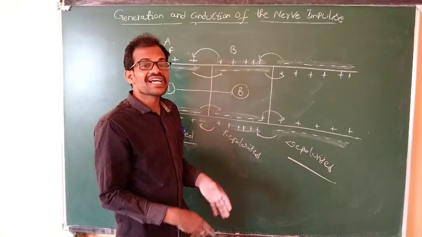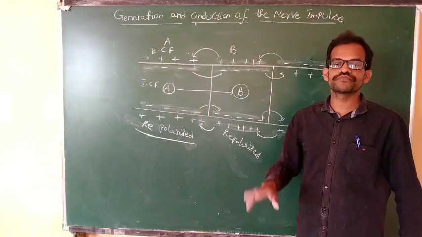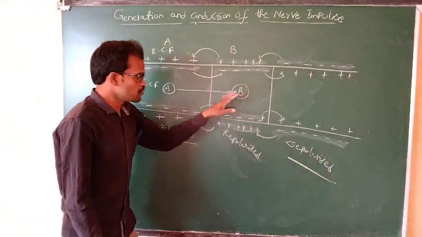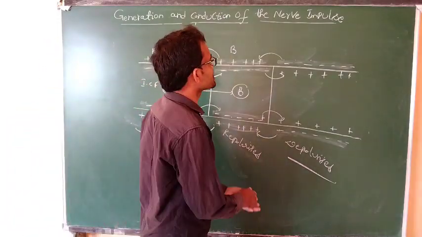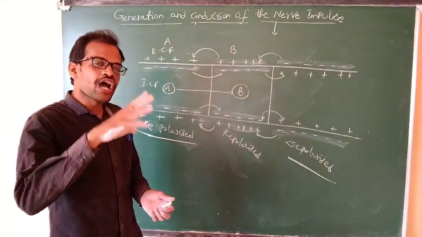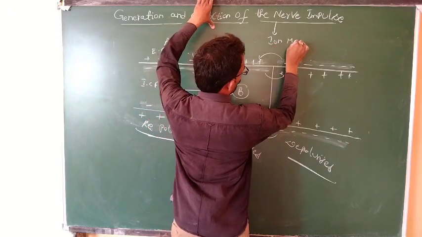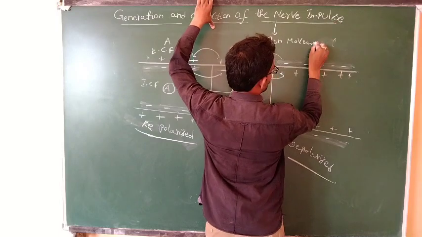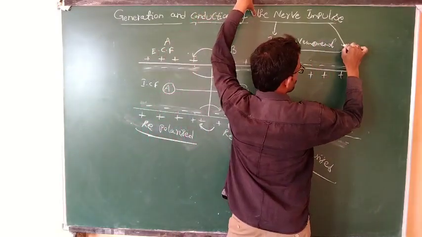The ions jump and the current flows. The current flow is from A to B and B to A. How are these ions moving? How is the nerve impulse generated? Nerve impulse means ion movement, and ion movement means polarity change.